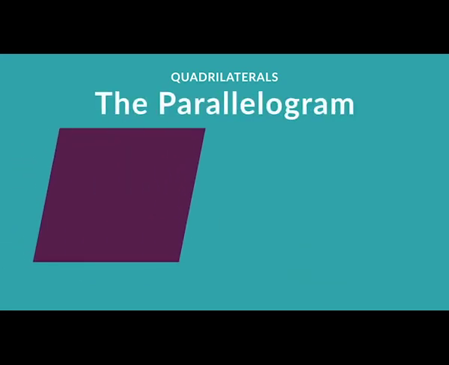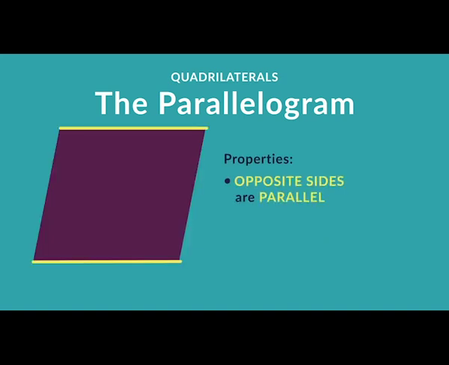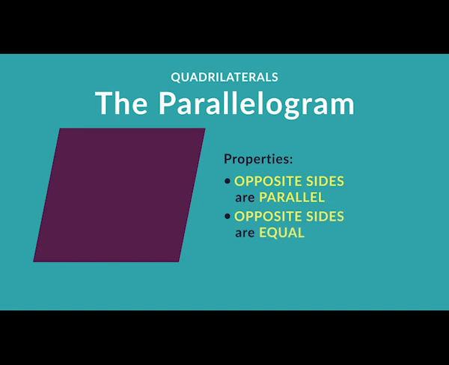Our last quadrilateral is the parallelogram. This is any quadrilateral that has two pairs of opposite sides parallel. The opposite sides of a parallelogram will also be equal in length.